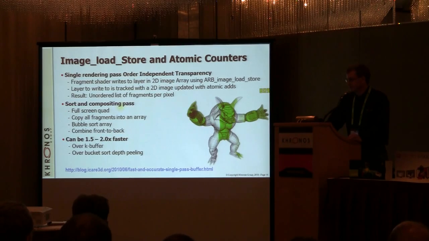Image load store and atomic counters. I took this example from Cyril Crassin's blog, you might have seen it, where he did something really cool. He figured out how to do single rendering passes for order independent transparency. So roughly how does it work? He has a fragment shader that writes to a layer in a 2D image array, and he uses image load store for that. Then the layer to write to, he actually tracks in another 2D image, and he updates that layer number with image atomic add. And the result is an unordered list of fragments per pixel.